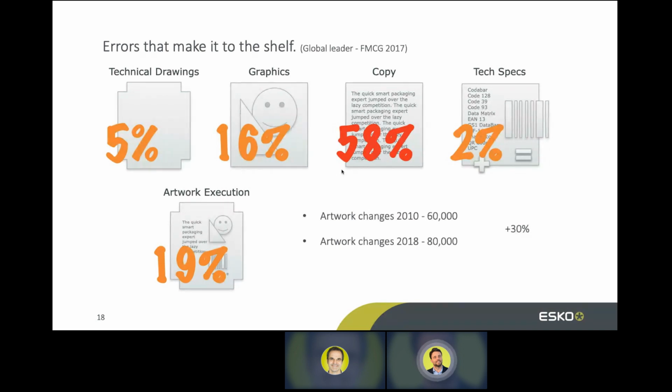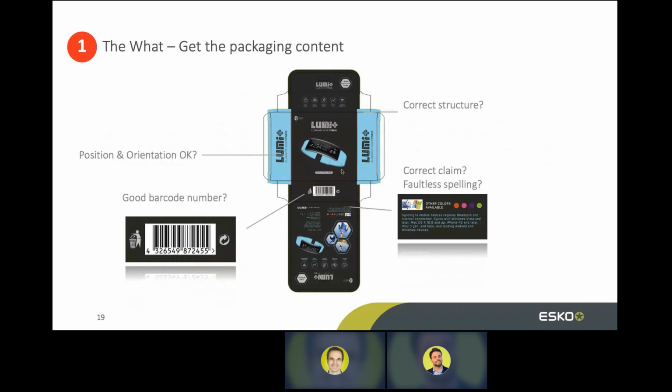And what we can see on the increase, there were 60,000 artwork changes to packs in 2010 produced by this company, and we have a 30% increase in 2018 to 80,000 artwork changes or touch points to a particular piece of artwork. So that kind of tells us that the more times we touch the artwork, the more chances that we've got to create these errors, and the more chance we got an error to get to the shelf. So some numbers behind the reasons there.